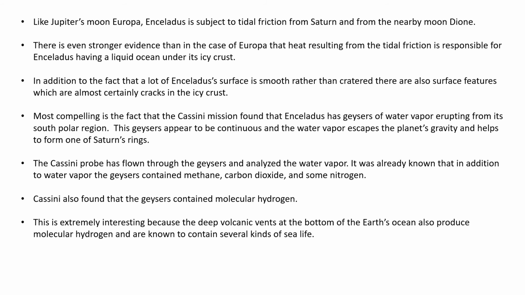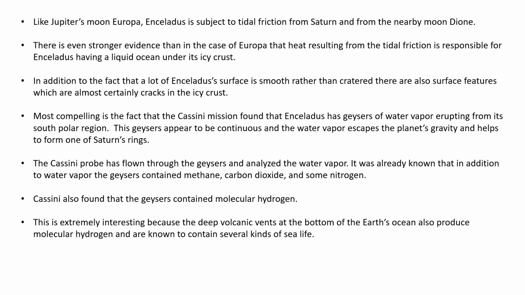Now, the other thing that the Cassini mission discovered about Enceladus was that there are actually geysers of liquid water vapor erupting from the south polar region. We're going to see a picture in just a minute. It looks like this happens continuously, that water is constantly escaping from the south polar region of Enceladus and going out into space. And as we mentioned before, that helps to form that E-ring. The Cassini probe actually flew through those geysers and managed to analyze the water vapor.